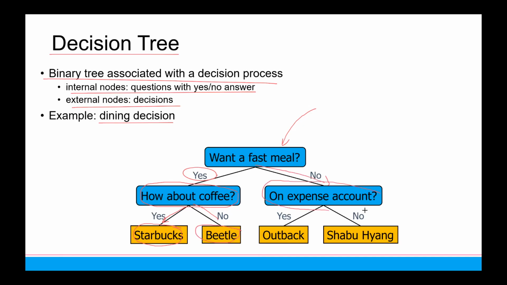On expense account, it means is there any expense for this dinner? Yes. Okay. If there's an expense, then okay, let's go to Outback. No. If not, then okay, let's go to Shabuhyang, for example. Okay. So this kind of thing we can use the decision tree for.